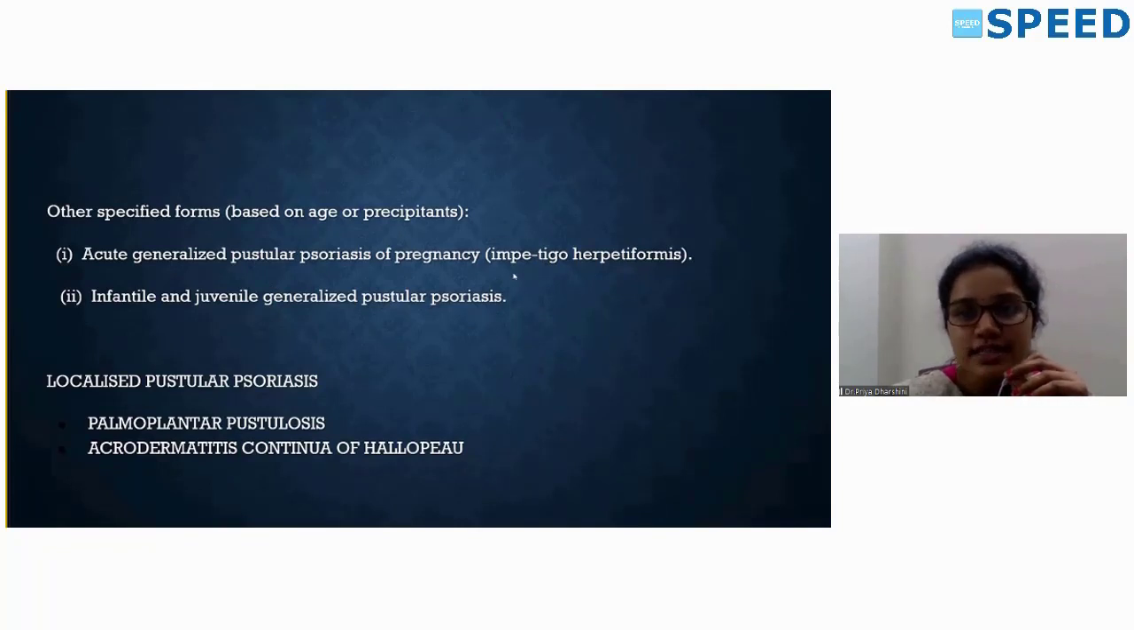Impetigo herpetiformis has nothing to do with impetigo. It is acute generalized pustular psoriasis of pregnancy. This point you should know. This is the place where systemic steroids are the treatment of choice in case of psoriasis. In all other places, you should not use systemic steroids. And another type of generalized psoriasis is infantile and juvenile generalized pustular psoriasis.